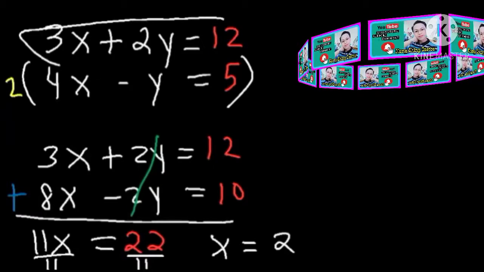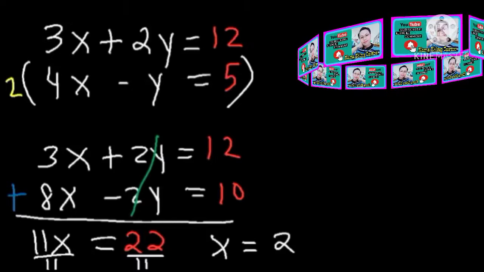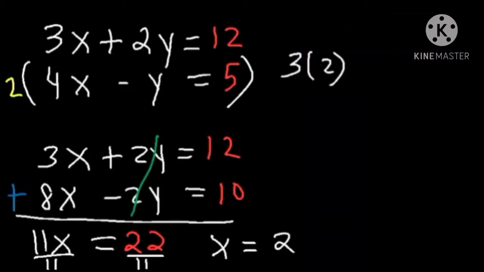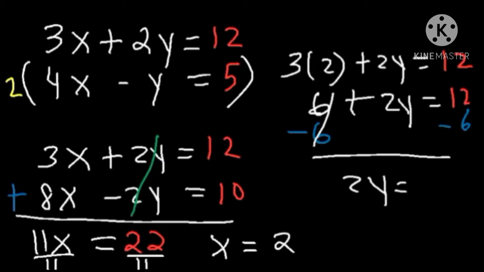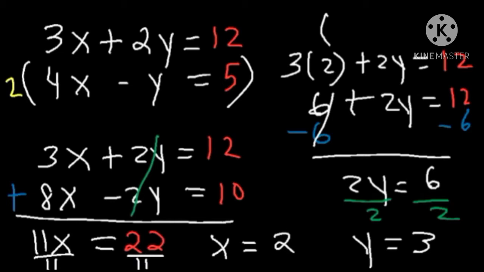So now let's use the first equation and solve for y. Let's replace x with 2 in the first equation. So 3 times 2 plus 2y is equal to 12. And we know that 3 times 2 is 6. In the next step, we're going to subtract both sides by 6. So 12 minus 6 is equal to 6. Next, we need to divide both sides by 2. And 6 divided by 2 is 3. So x is equal to 2 and y is equal to 3. So we can write the final answer as an ordered pair, (2, 3). This is it.